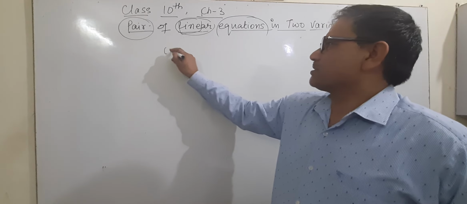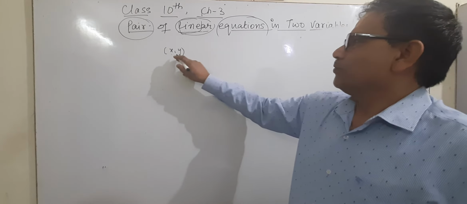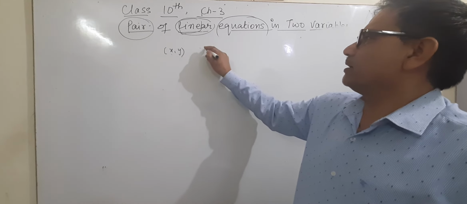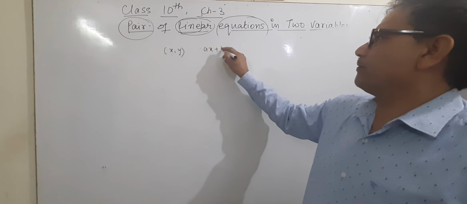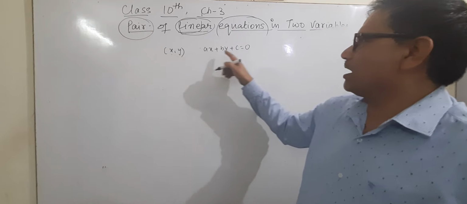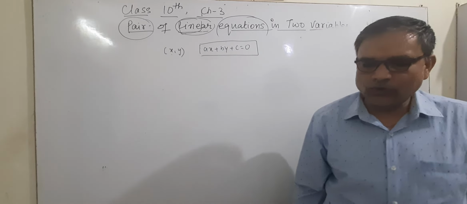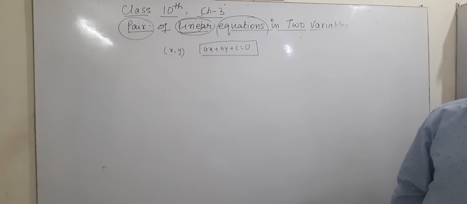It means (x, y) are the point which lies on ax plus by plus c equal to 0. It means x and y are the solution of this linear equation in two variables.